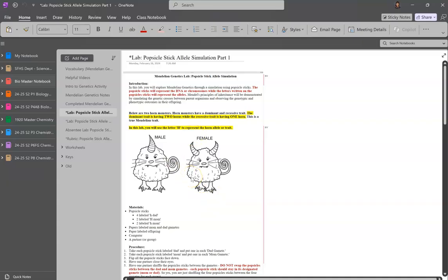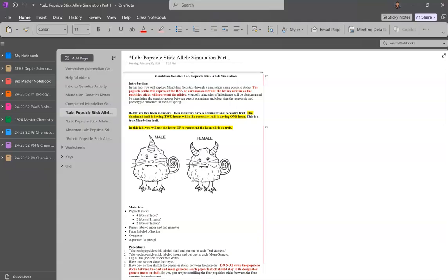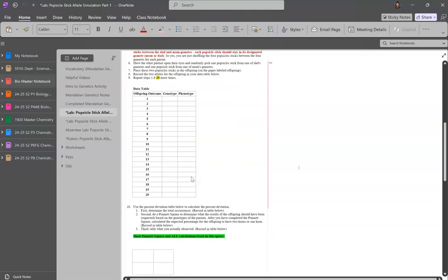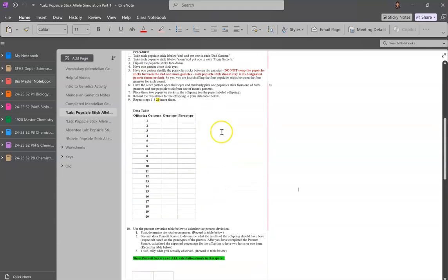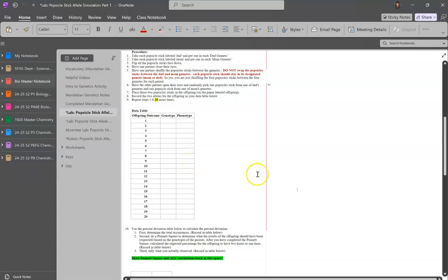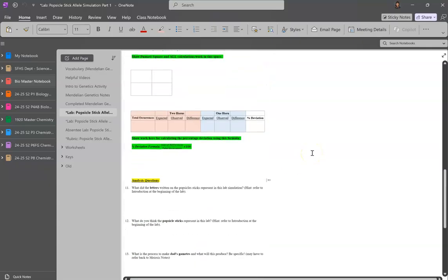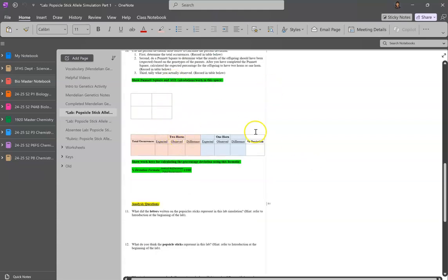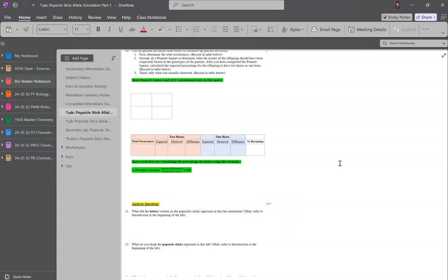And you took those popsicle sticks, one from each parent, and put them into an offspring. And you repeated that 20 times to collect your data for the observed results. Then you calculated the expected results by doing some math in your Punnett square to find what your percent deviation was. So how far off were you from what you expected to happen?